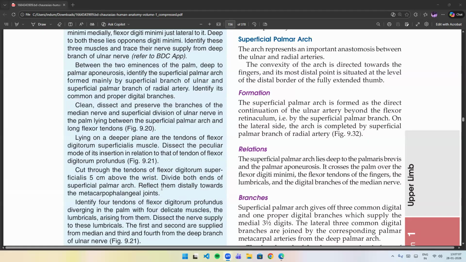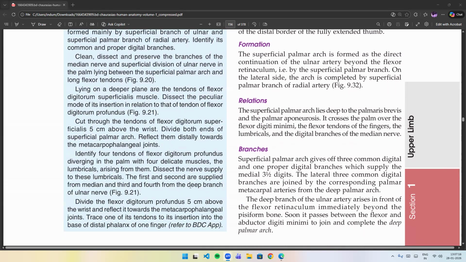Divide both ends of superficial palmar arch. Reflect them distally towards the metacarpophalangeal joints. Identify 4 tendons of flexor digitorum profundus diverging in the palm with 4 delicate muscles, the lumbricals arising from them. Dissect the nerve supplied to these lumbricals. The first and second are supplied from median and the third and fourth from the deep branch of ulnar nerve. Figure 9.21. Divide the flexor digitorum profundus 5 cm above the wrist and reflect it towards the metacarpophalangeal joints. Trace one of its tendons to its insertion into the base of distal phalanx of one finger.